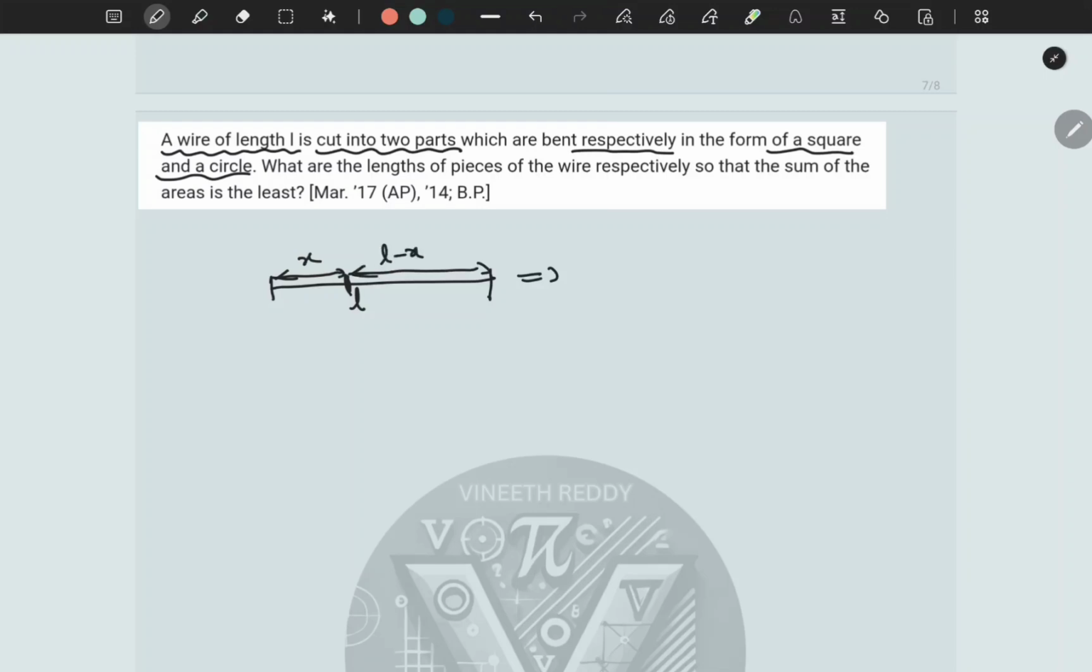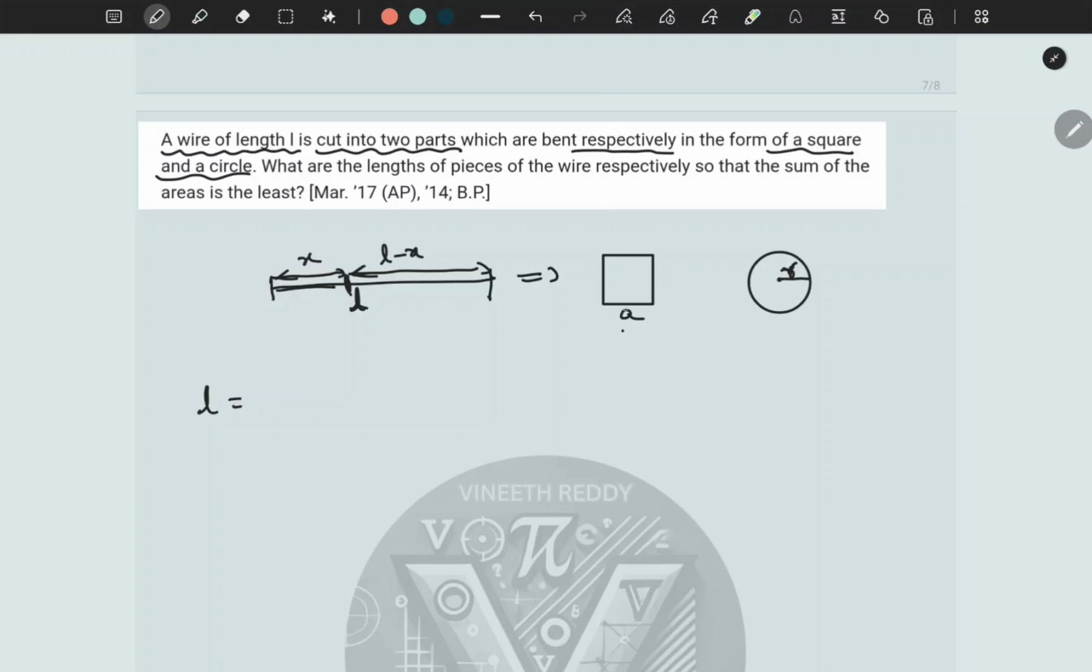So again, after cutting, it is bent in the form of a square and a circle. That means something like this, square and a circle. So we'll do one thing. We'll take the side length of square as a and radius of the circle as r, right? Is this clear? So basically, what is the first condition? The perimeter of this wire is L, and that should be equal to sum of perimeters of square and circle.